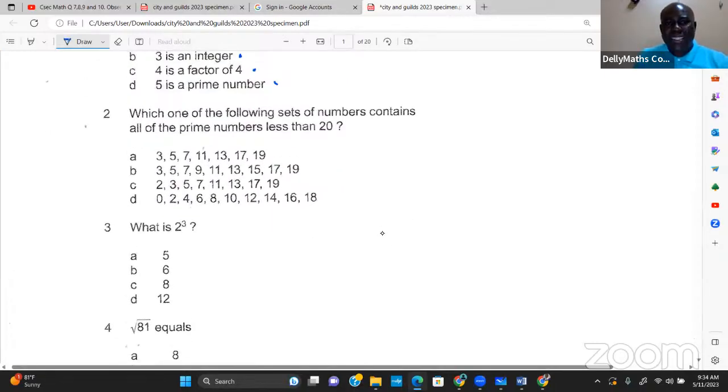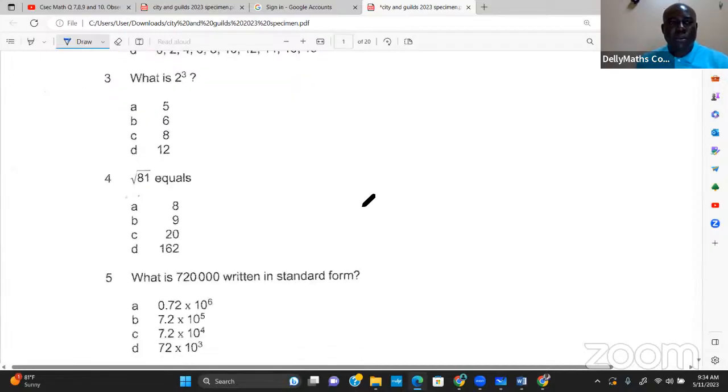Which of the following sets of numbers contain all of the prime numbers less than 20? We're talking about prime numbers less than 20. We're talking about this row here, 2, 5, 7, 11, and so on. So C would be that. And 2 is the first prime number, right?